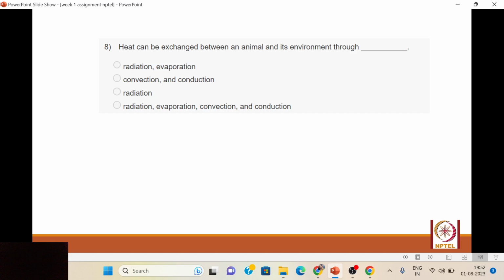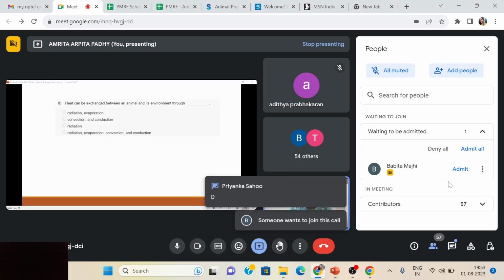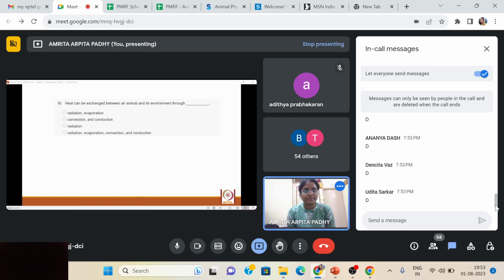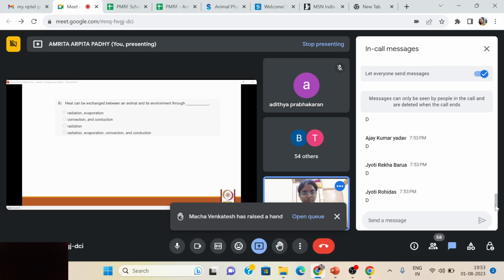Heat can be exchanged between an animal and its environment through: A, radiation, evaporation; B, convection and conduction; C, radiation; or D, radiation, evaporation, convection and conduction. Whoever is raising hand, please type your query.